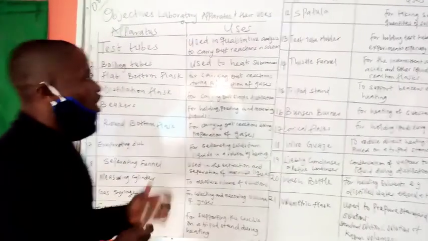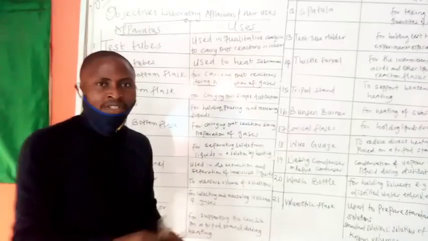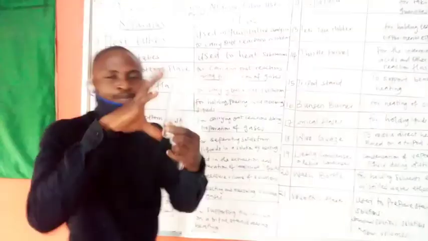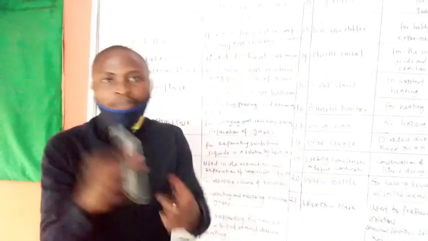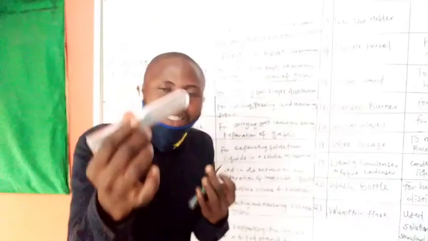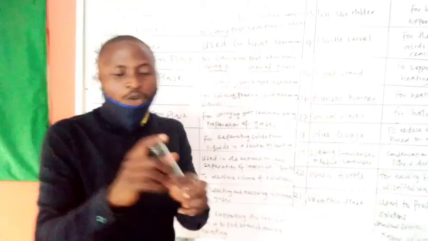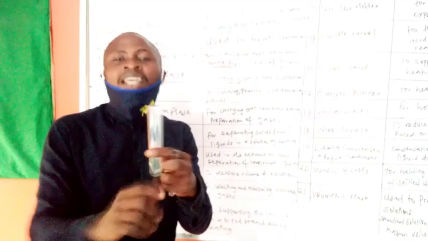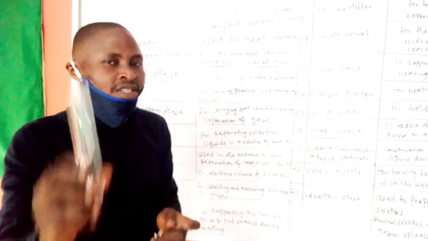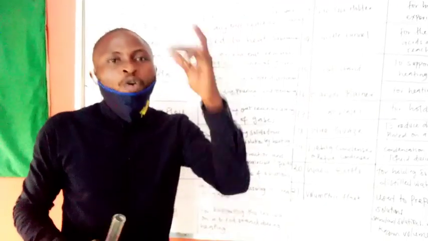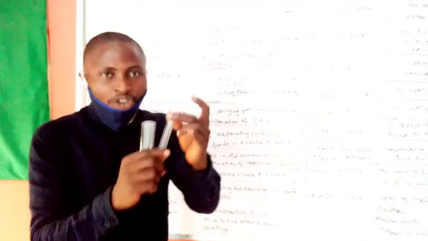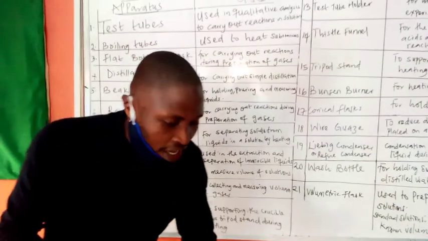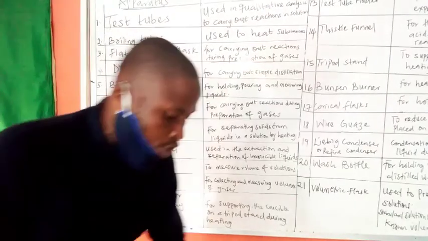Number two, boiling tubes. This is used to heat substances. Unlike this, this is bigger, longer, and stronger. So this can repel heat much more than this. So this is what we call boiling tubes. You may be asked, this is how it looks like. It is used to heat substances. Test tubes are used to perform qualitative analysis, to carry out reactions in solutions. Do you understand?